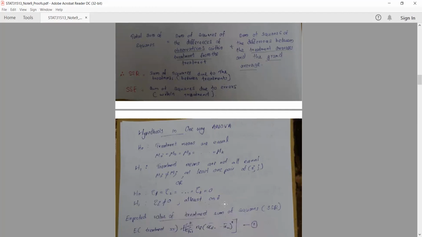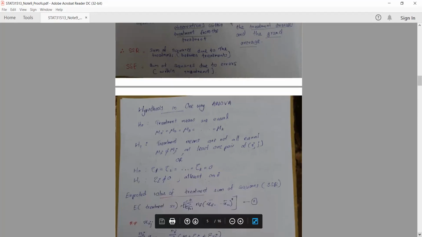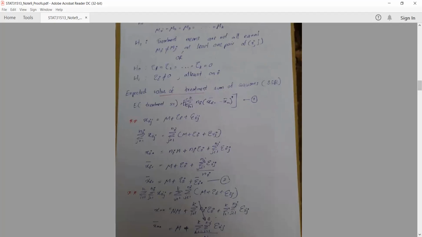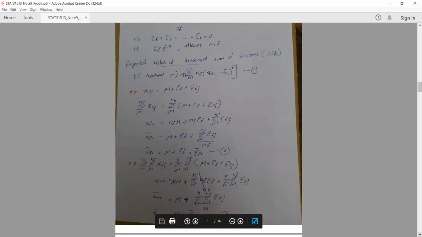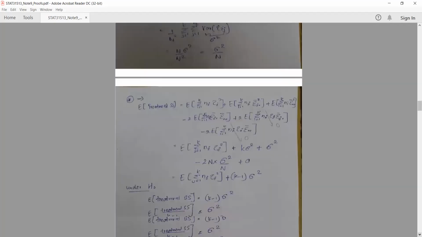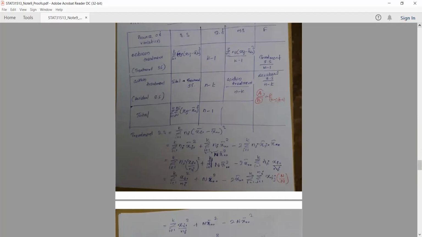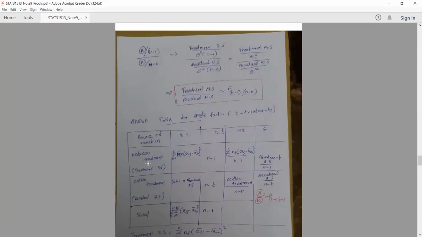So you can write whatever hypothesis that you would like to test. If you are going to use the treatment mean model, you have to go with the first one. If you are going to use the treatment effect model, you have to use the second one. And so before this, I'll show you the Anova table. Yeah, so this is the Anova table.